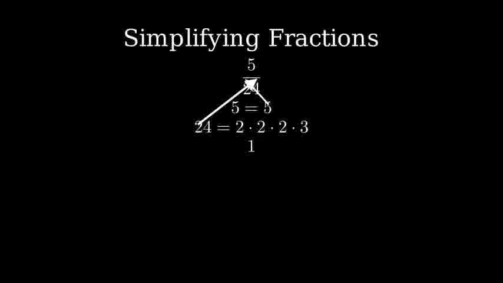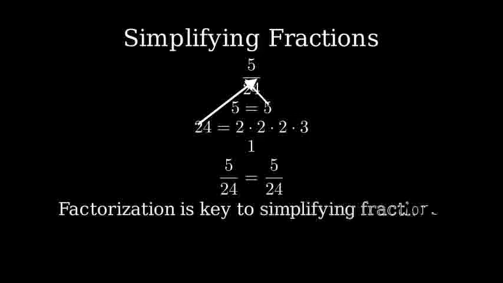Since the greatest common divisor is 1, the fraction is already in its simplest form. Therefore, 5 over 24 is fully simplified. It's important to realize that not all fractions can be simplified further, and understanding factorization is key to determining that.